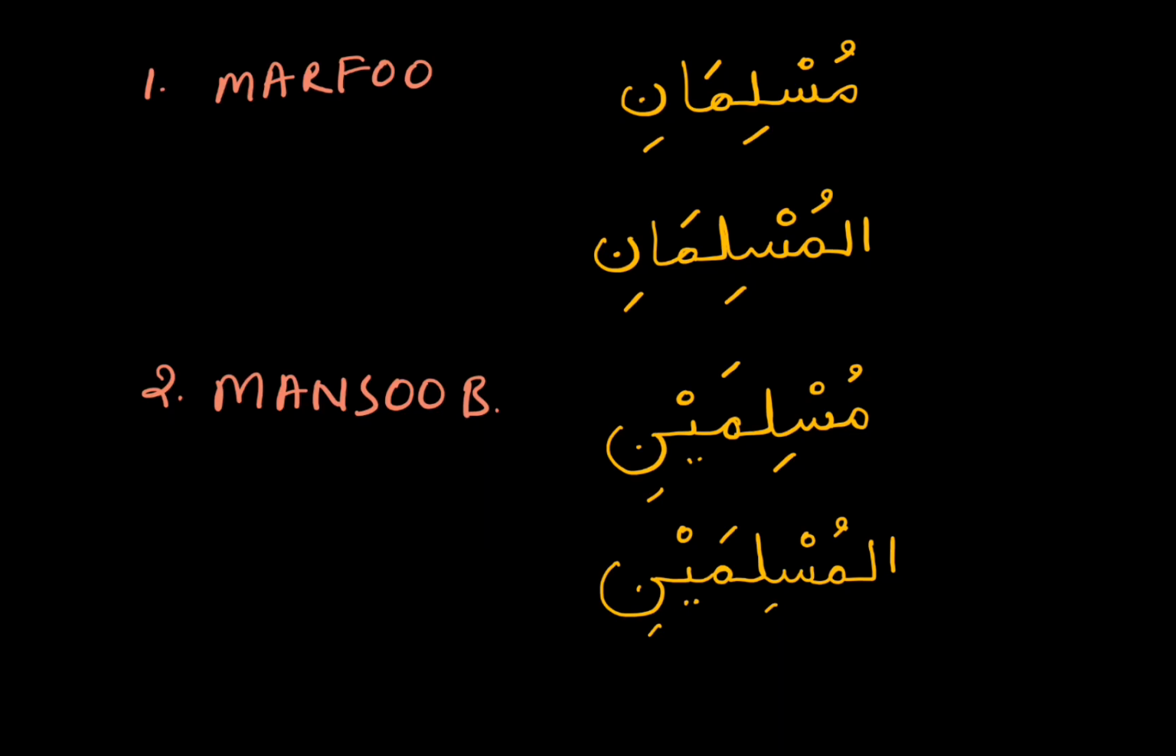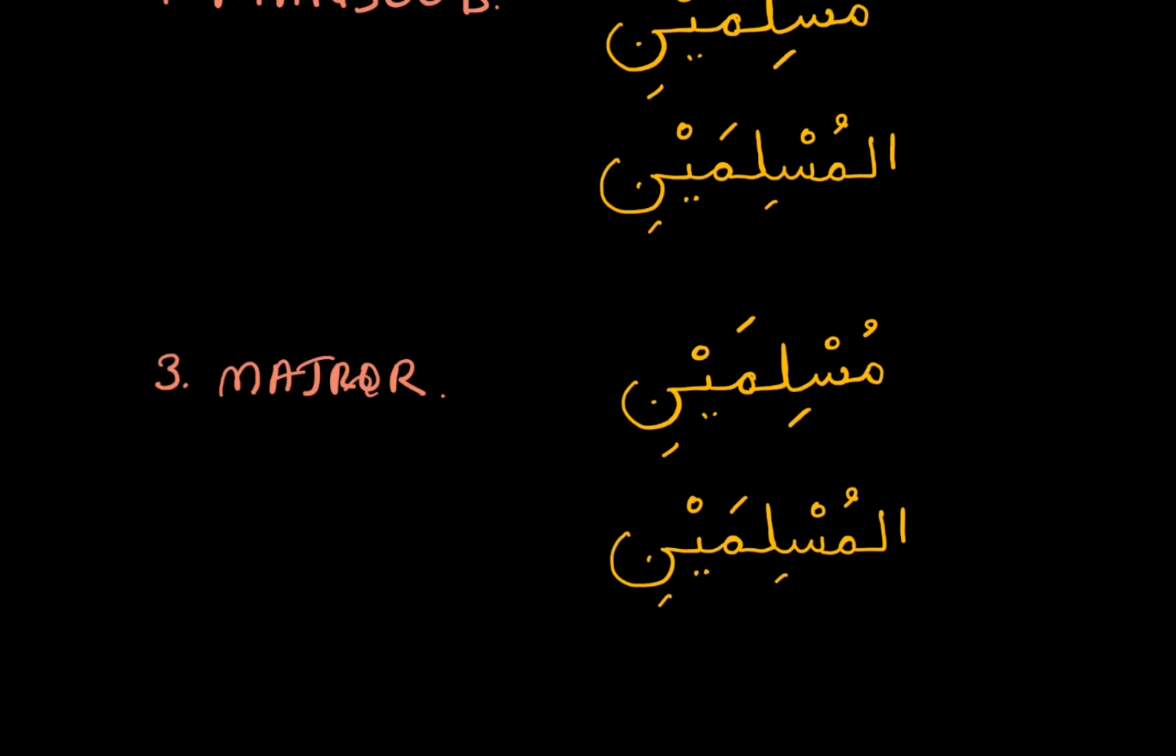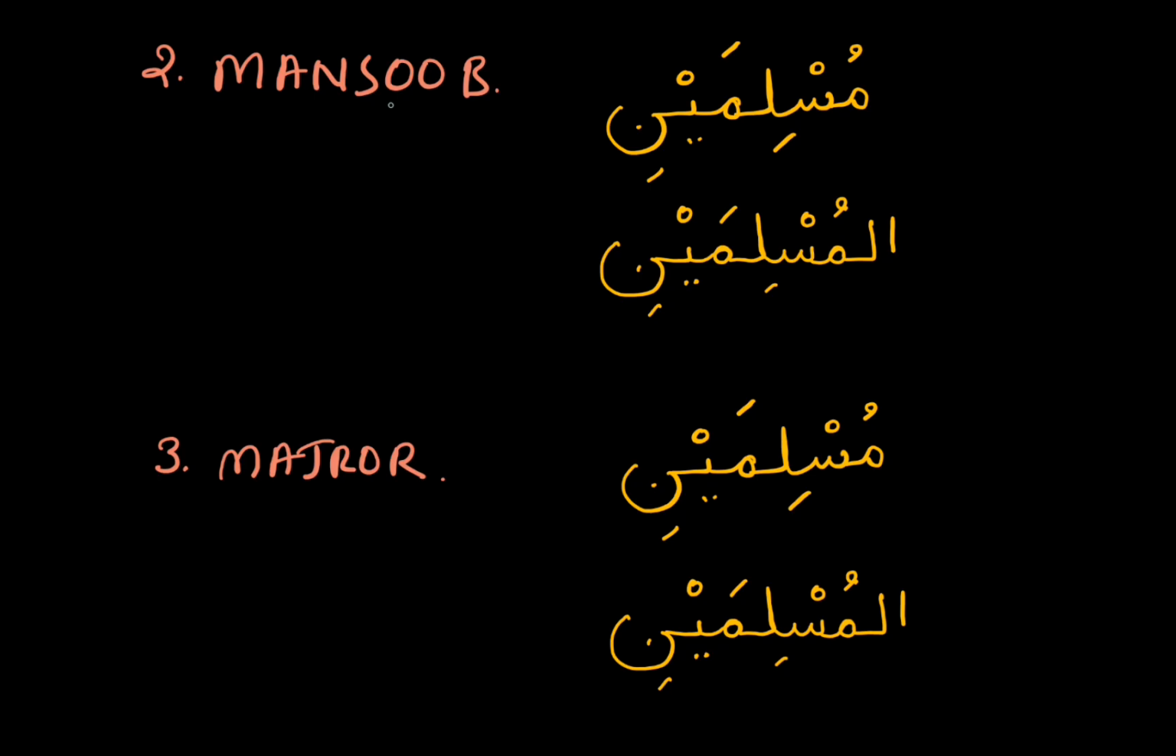Now coming to the third state, that is the majroor state. In the majroor state also, the dual nouns are identified by the case ending ya noon at the end, that is muslimaini and al muslimaini, similar to the mansub state. Similarly in the majroor also, muslimaini. So by context we can make out whether the given dual noun is in the mansub state or in the majroor state. By seeing the case endings, we can identify in which state the given noun is.